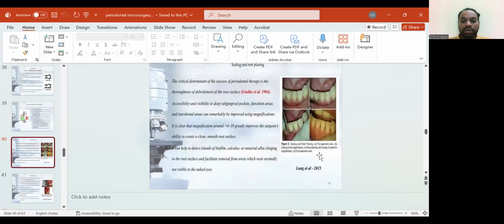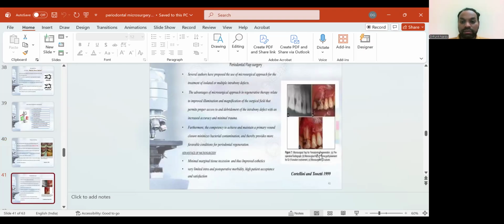Scaling and root planing. The critical determinant of the success of periodontal therapy is the thoroughness of debridement of the root surface. Accessibility and visibility in deep subgingival pockets, furcation areas, and interdental areas can remarkably be improved using magnification. It is clear that magnification around 4 to 10 times greater improves the surgeon's ability to create a clean, smooth root surface. It can help to detect islands of biofilm, calculus, or materia alba clinging to the root surface and facilitate removal from areas which were normally not visible to the naked eye.